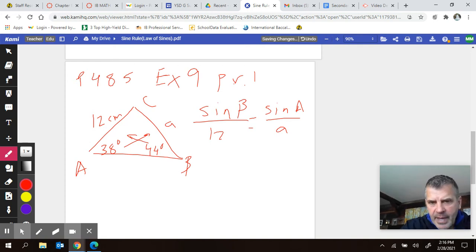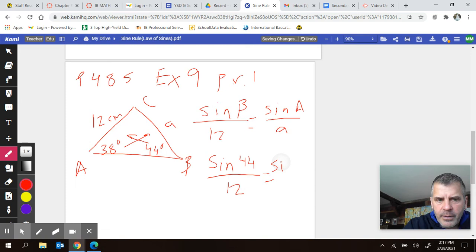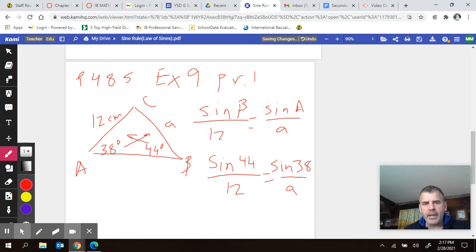So now we can sub in those angle measures. We can actually just go right to the sine, and if you want to do it that way, you don't have to write that first step there. You can write sine 44 is to 12 as the sine of 38 is to A. Now because we have a proportion again, we can do this cross multiply process, and then we would be solving for A.